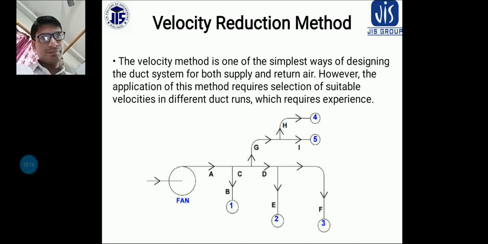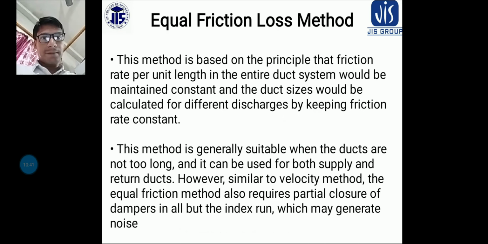So in case of the velocity reduction method, the velocity method is one of the simplest ways of designing the duct system for both supply and return air. However, the application of this method requires selection of suitable velocity in different duct runs, which requires experience.